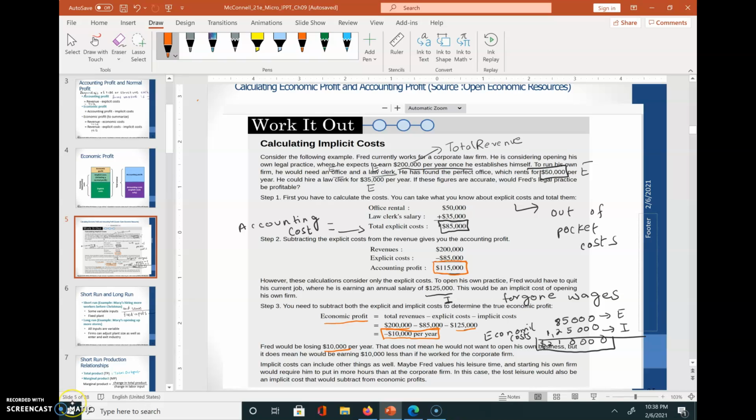All right, that's all for now with the concept of explicit cost, implicit cost, economic profit, and accounting profit.